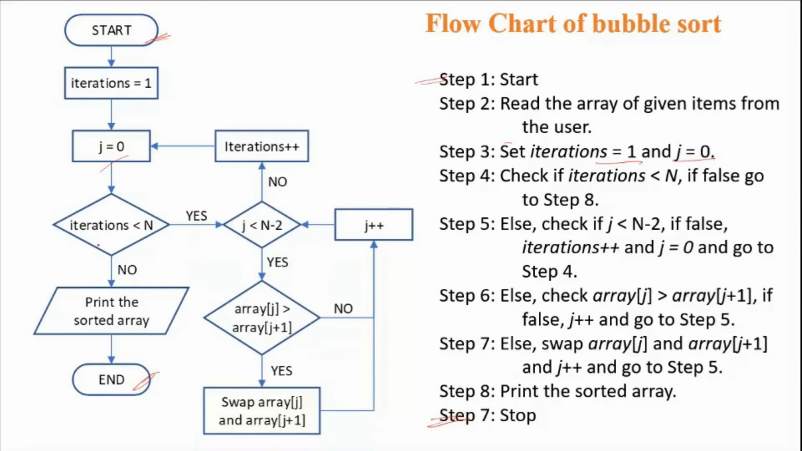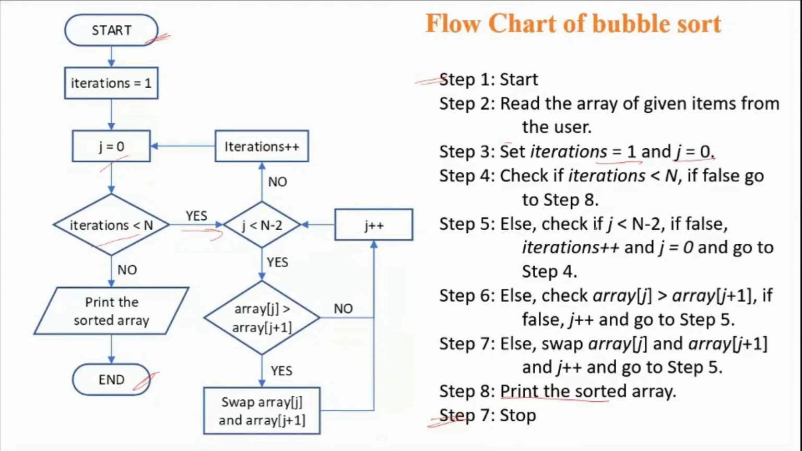Then we check whether iterations is less than n. If it is false, that is if iterations is not less than n, then print the sorted array. That is step 8, the sorted array and end. Then if iterations is less than n, then we go for this one.